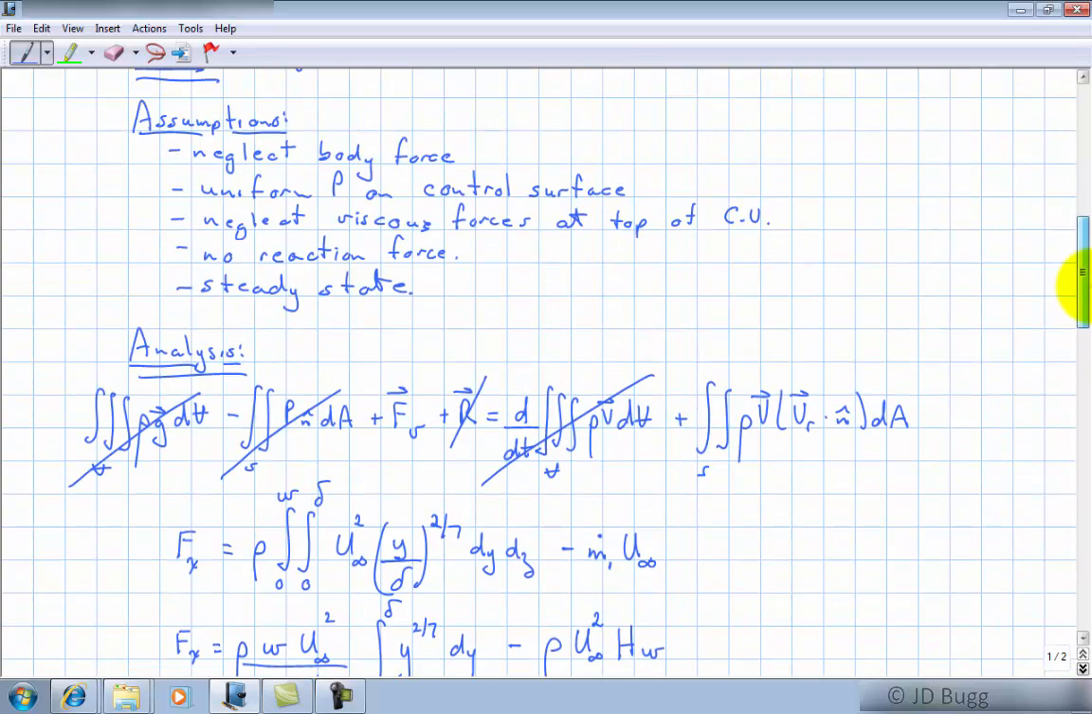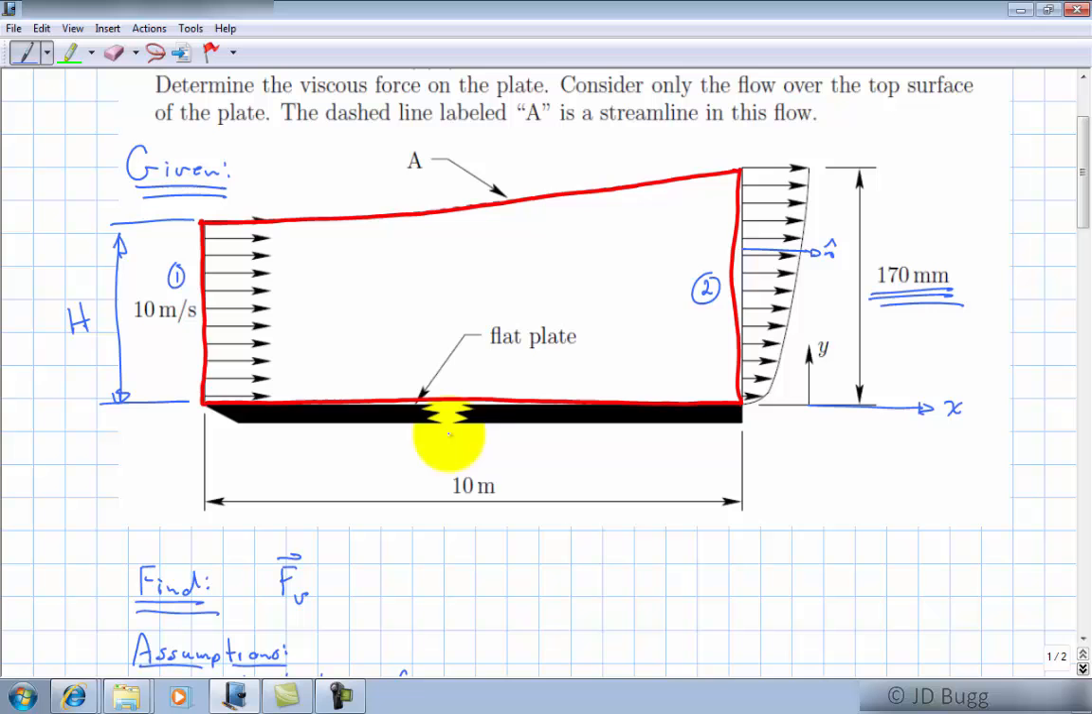So does that make sense? Remember, this is a force on the control volume. So the force that this plate is going to exert on the control volume is going to be in that direction, which is our negative x direction. So that does make sense.